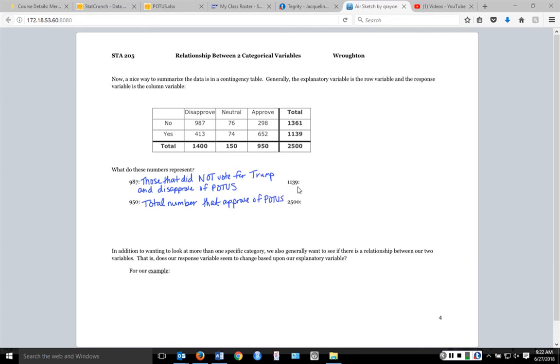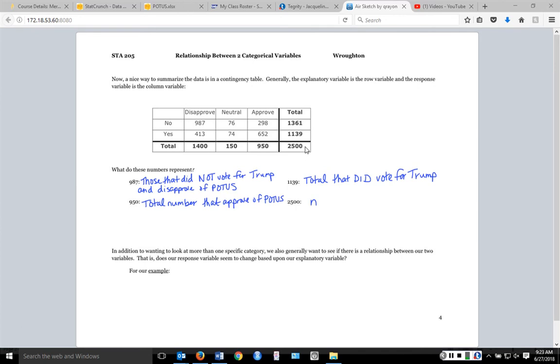Next, my 1,139 is a total, but it's of my yes row. There was a total of 1,139 people who did vote for Trump. And then finally, the 2,500 is my total of my totals. So that's just my total sample size. So that's going to be our N.